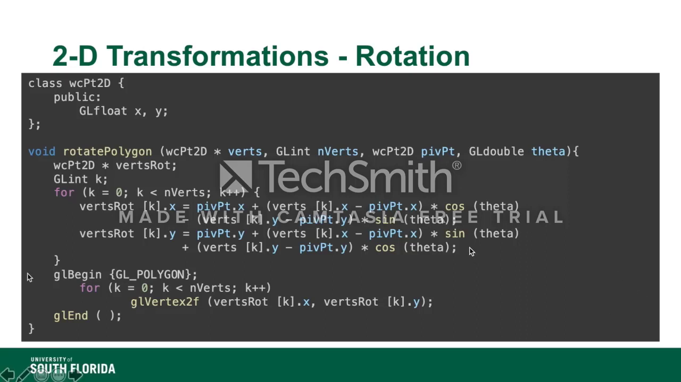Again, this is a function using OpenGL that rotates a polygon. We receive a set of vertices, a number of vertices, a pivot point, and a desired angle to be rotated. We go over each of the vertices and rotate them. And with a new set of vertices, we're going to regenerate the polygon.